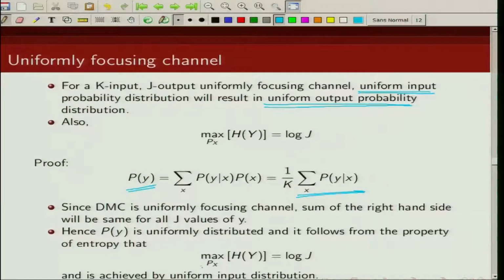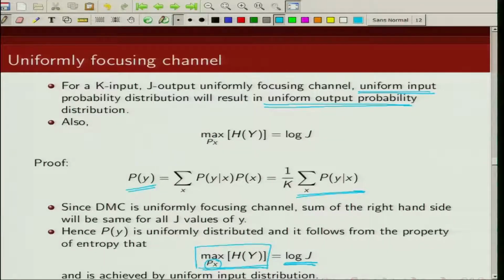And since the maximum value of h of y is, we know that h of y lies between 0 and log of j. So a uniform input distribution will result in an output distribution which is also uniform, and the maximum value of h of y for a uniformly focusing channel is given by this.